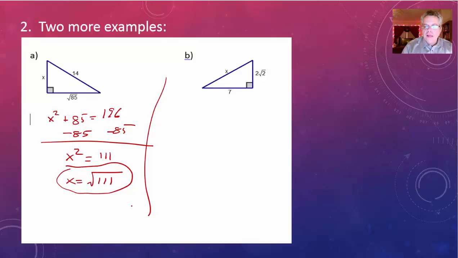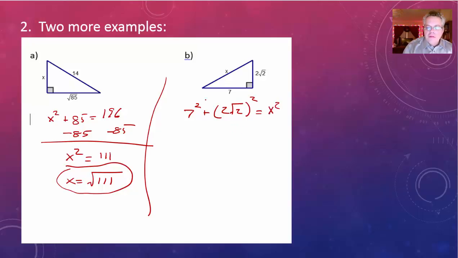All right, here we go. Last example. This one has a little bit more than a square root. It has 2 square root of 2, but that's okay. So I have 7 squared plus 2 times square root of 2 squared equals x squared.